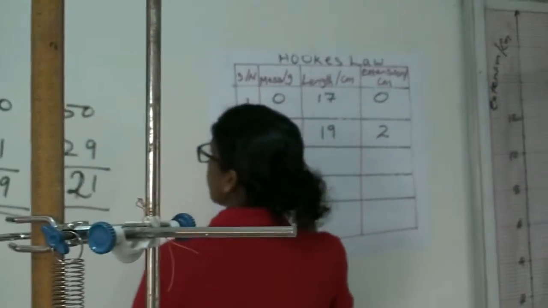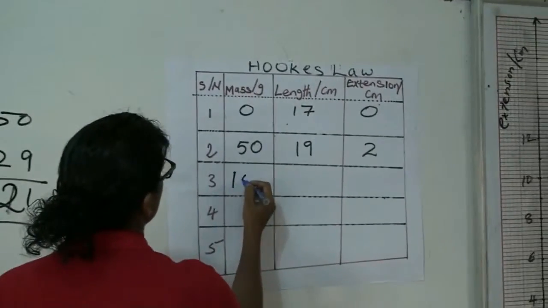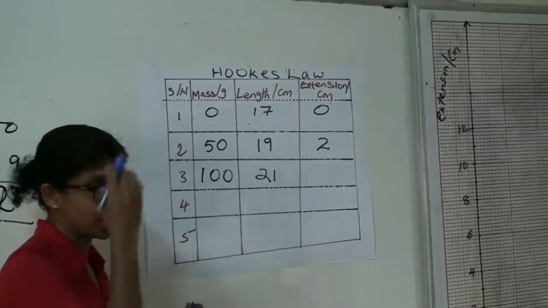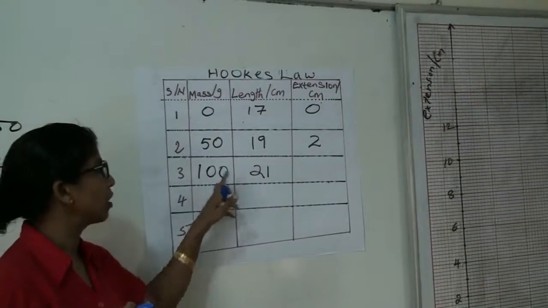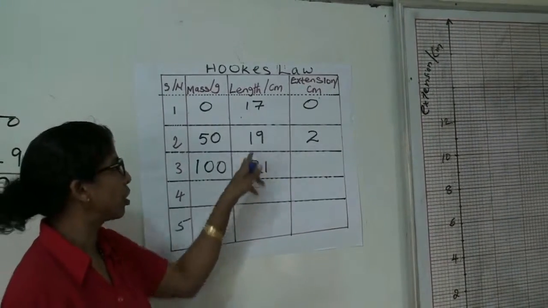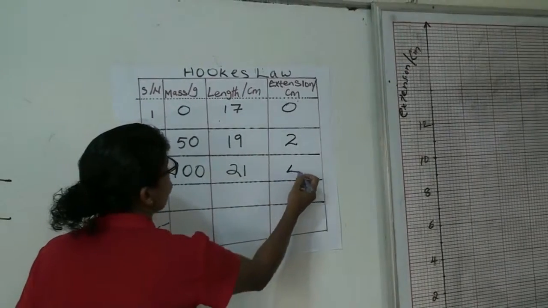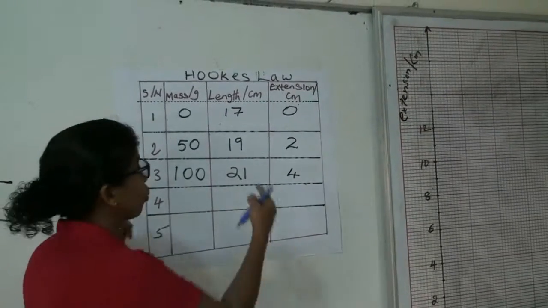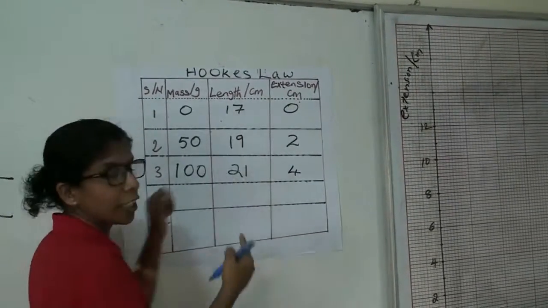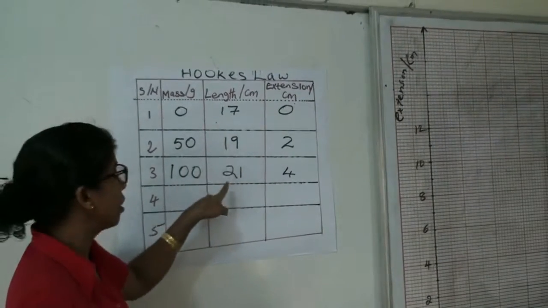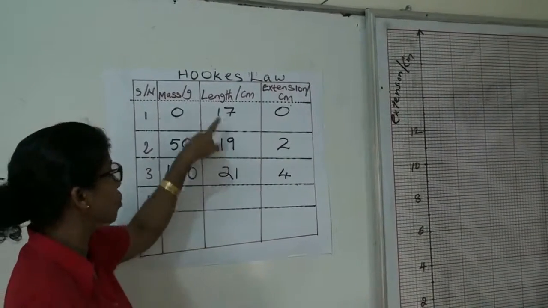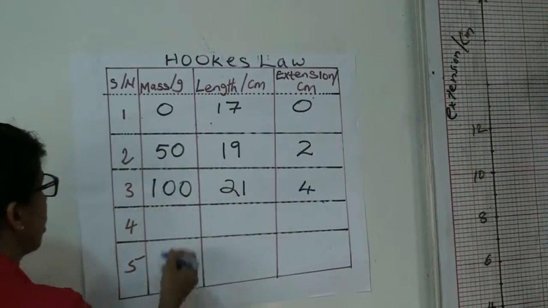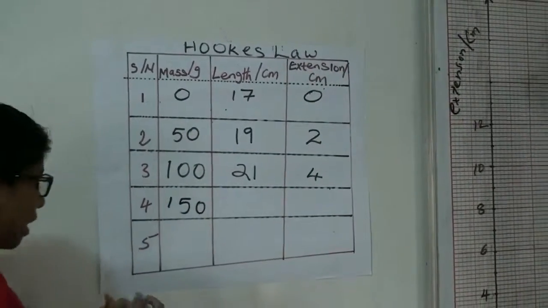When I added another 50 to it, now it is 100 grams. My length is now 21. How much has it extended? 21 minus 17 is 4. You do not subtract 21 minus 19, because 19 is an extended length. You look at the original length of the spring, which is 17 centimeter. The extended length is 21, so the extension is 4. Now let me add another 50 grams and make it 150.